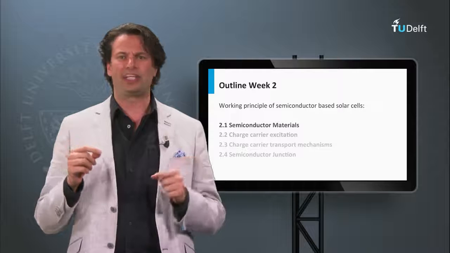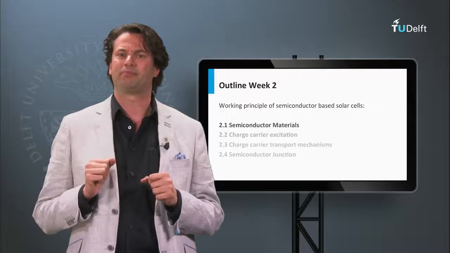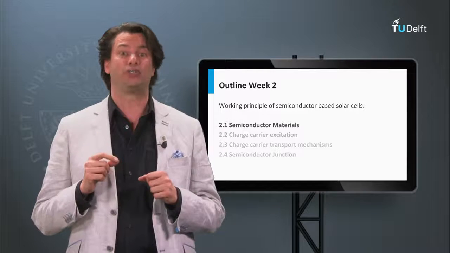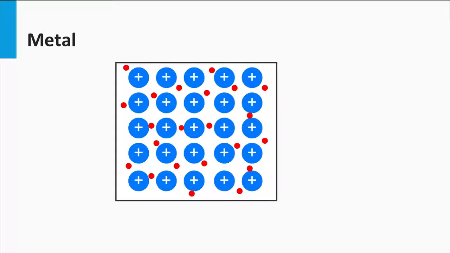Let's start with answering the question, what is a semiconductor material? Materials can be categorized in terms of their electrical properties. Let's consider metals. We know that metals can conduct electricity very well. The origin of the high conductivity of metals is based on the fact that the outer electrons of the atoms in a metal are weakly bound.